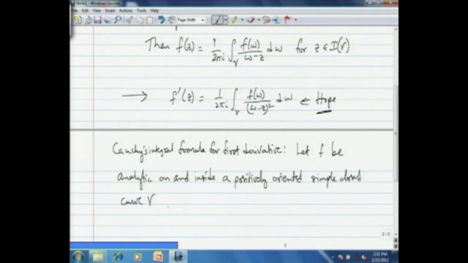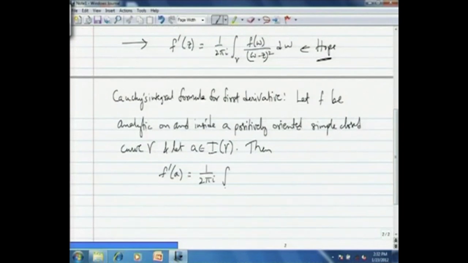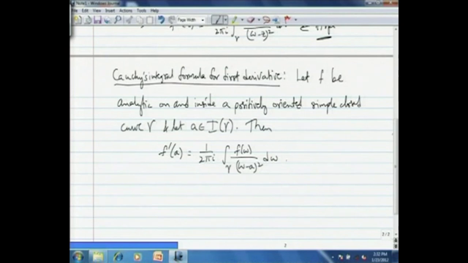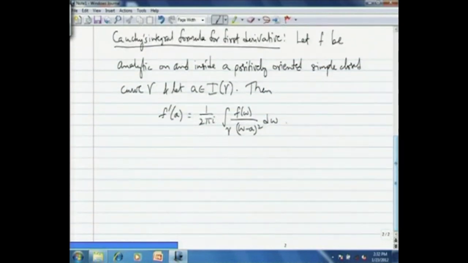gamma, okay, and let a belong to the inside of the simple closed curve gamma, okay. Then f prime of a is 1 by 2 pi i integration over gamma of f of w by w minus a squared dw. Okay, so that's your Cauchy's integral formula for the first derivative. Okay, so we'll prove this here. Okay, and notice that I just said simple closed curve gamma where a belongs to the inside of gamma.